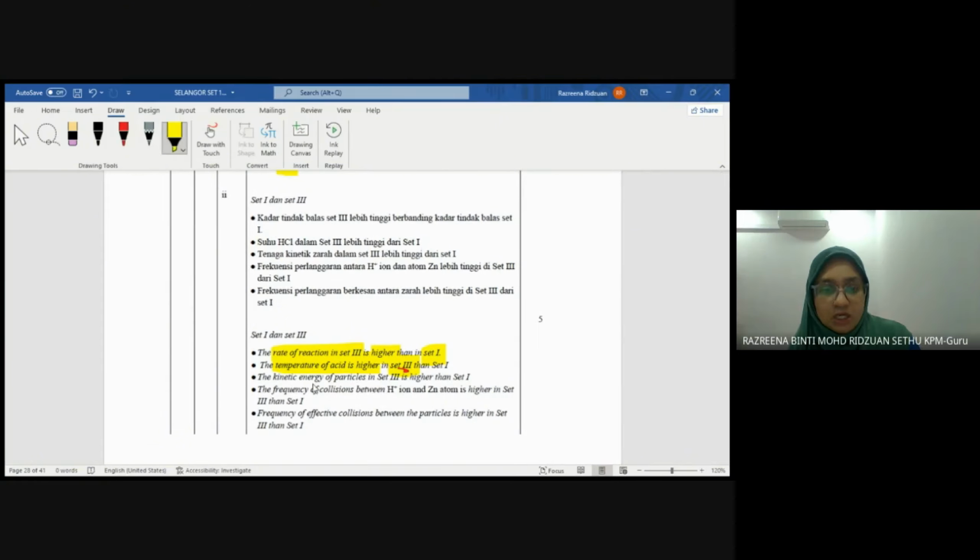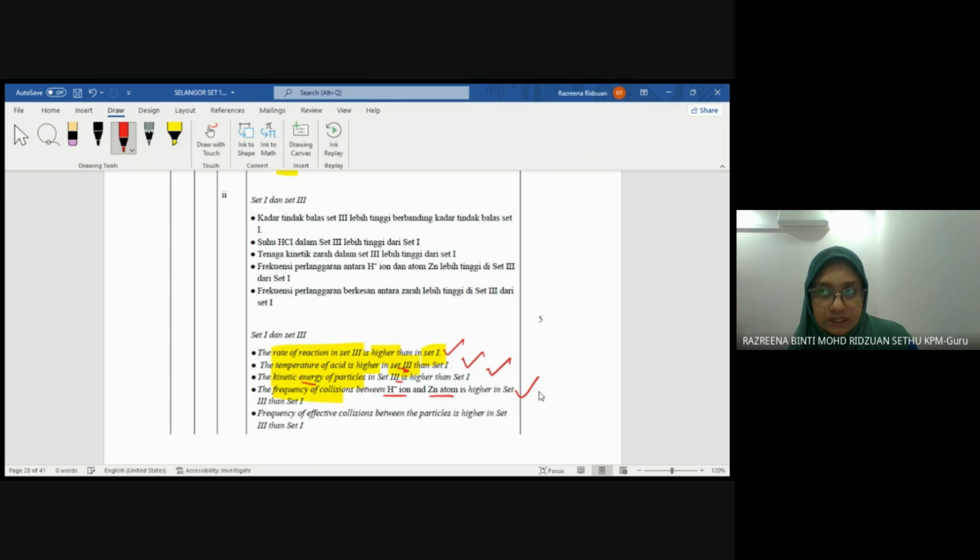Okay, the third mark would be talking about why. Temperature has got to do with kinetic energy. Kinetic energy for particles in set 3 is higher than set 1. Then you go into the frequency of collision. Don't forget to mention between hydrogen ion and zinc atom. This is very important. If not, you will not get the fourth mark.